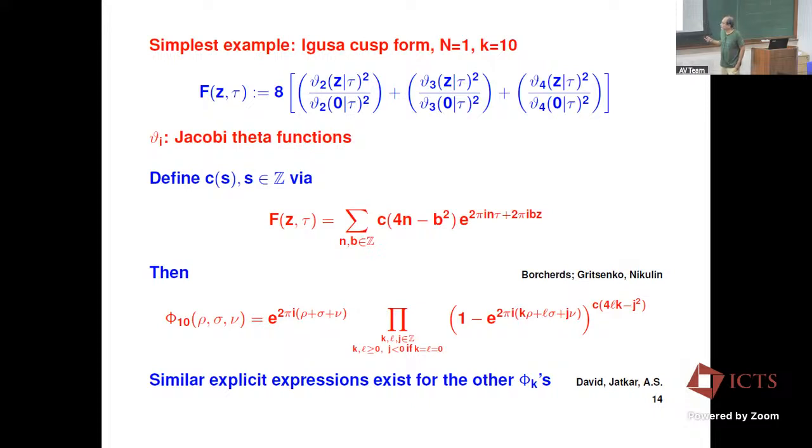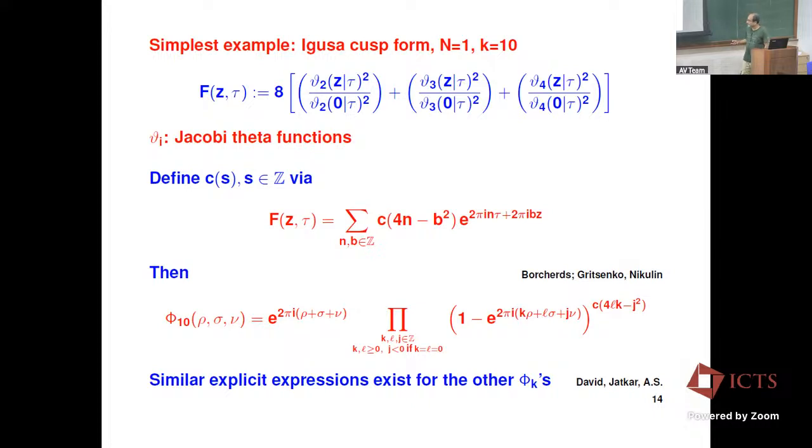Even though this appears as an independent function of z and tau, the actual dependence on tau and z are related, so that when we expand in a Fourier expansion, the coefficients are functions of 4n minus b square, where b is the coefficient of z and n is the coefficient of tau. So these coefficients are completely defined by the expansion of this function. And in terms of these coefficients, we can give what phi 10 is.